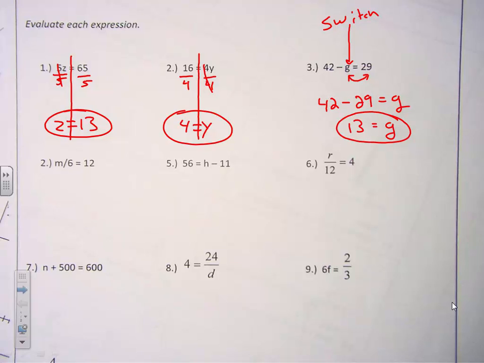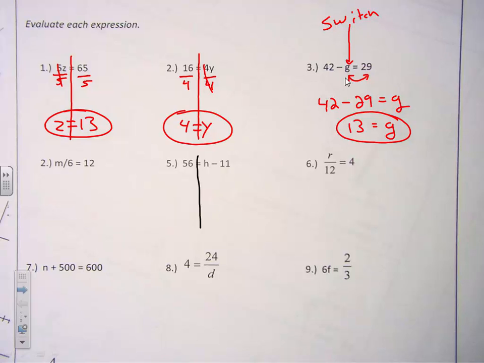There we go. So why did we switch those? We switched them because there was a variable that came second. So if you're subtracting or if you're dividing, and the variable comes second, you can switch them. So I'm going to skip to number 5 because I want you to see that exact example. So first of all, number 5, you could do it like this if you'd like.